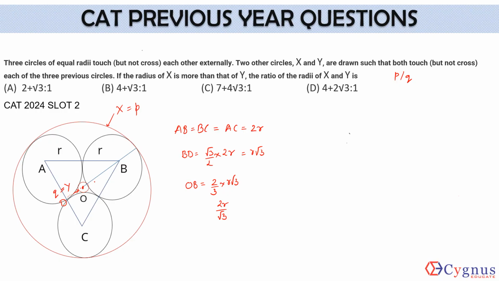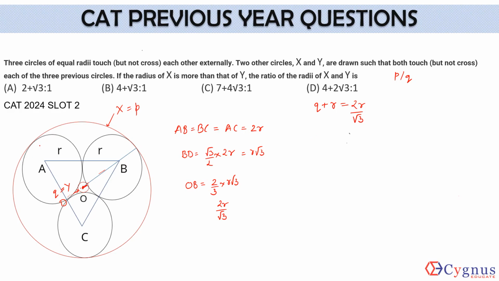Fine. Now what is this OB? If you talk about this OB, it's nothing but the radius of the smaller circle which I have taken equal to Q. So I'll say Q plus this is R, the radius of these three identical circles. So this Q plus R must be equal to OB, and I've already calculated the value of OB as 2R by root 3. So this Q plus R becomes 2R by root 3. Fine.